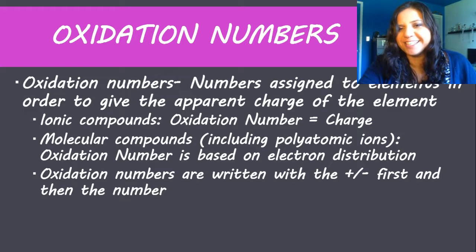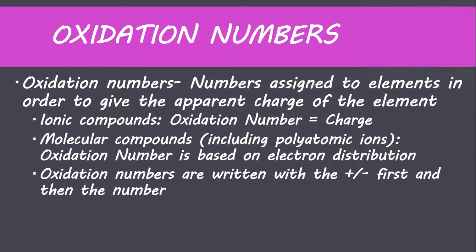So what about oxidation numbers? An oxidation number is the number assigned to an element that gives its apparent charge. So it's a little different here. We've talked about their charges. This is its apparent charge. When we were talking about charges, we were talking about ionic compounds. And so if we're talking about ionic compounds, the oxidation number is its charge. So sodium and chlorine get together, form an ionic compound. Whatever their charges are, that's their oxidation number.